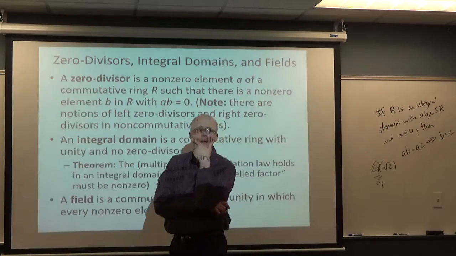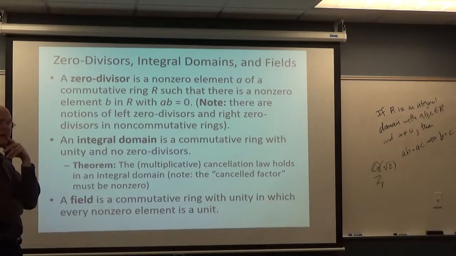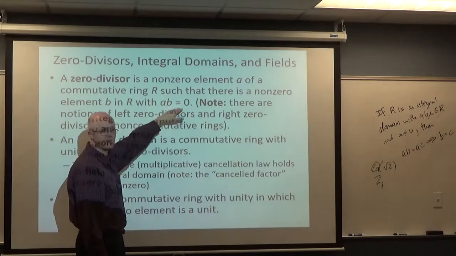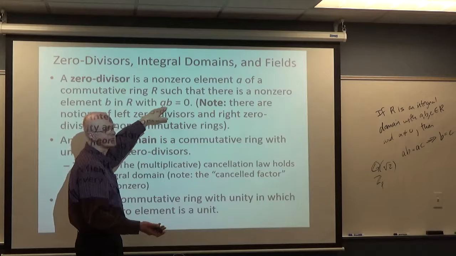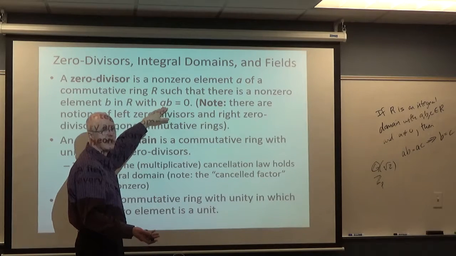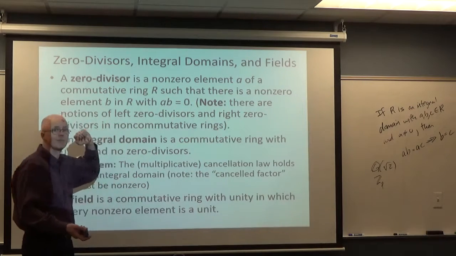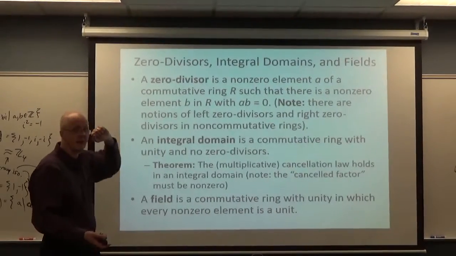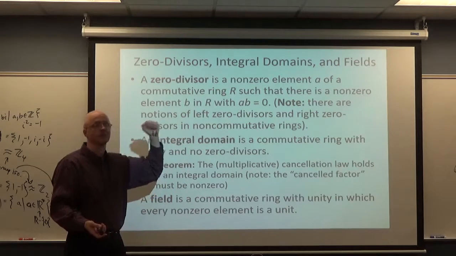Every field is an integral domain, by the way. Every field will have no zero-divisors. Because if A times B equals 0, and you assume A is non-zero, for example, you could multiply both sides on the left by A inverse and get the fact that B would have to be 0. If that equation is true and one of the factors is non-zero, the other factor would have to be 0. That would prove the field is an integral domain.